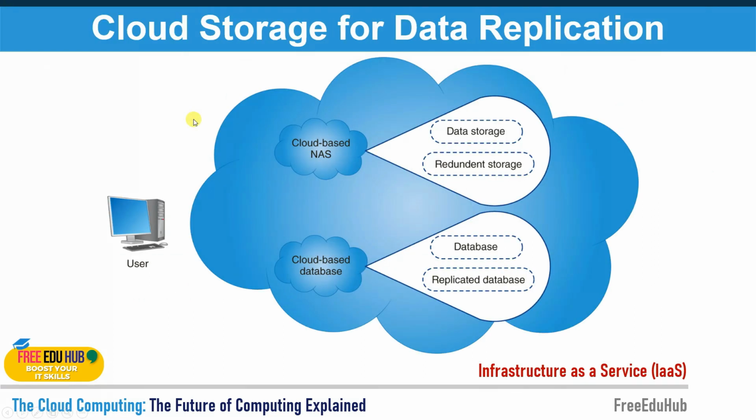Now, the cloud storage for data replication. As you can see, the user is maintaining everything in the cloud, in a cloud-based NAS, which is network attached storage, or a cloud-based database where the data storage and redundant data storage is there. Likewise, there will be a duplicate of the database, and the backup of the database will be maintained in the cloud.